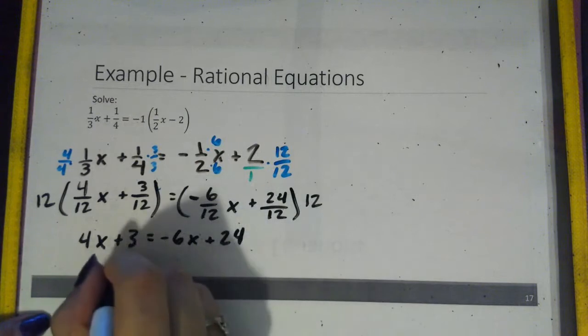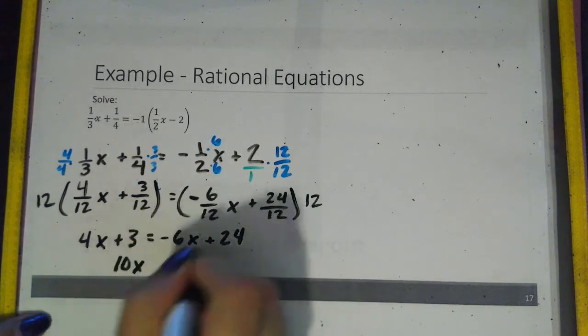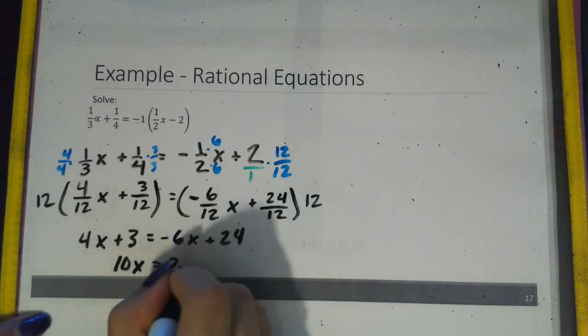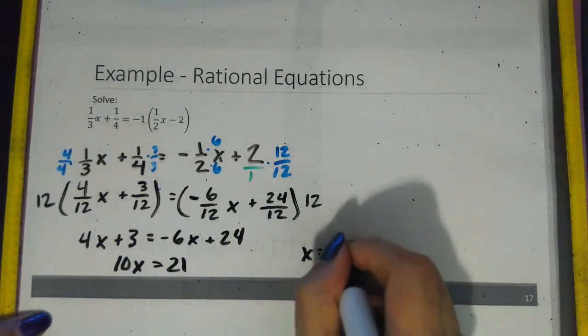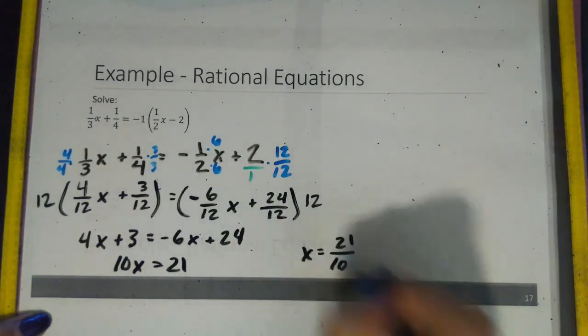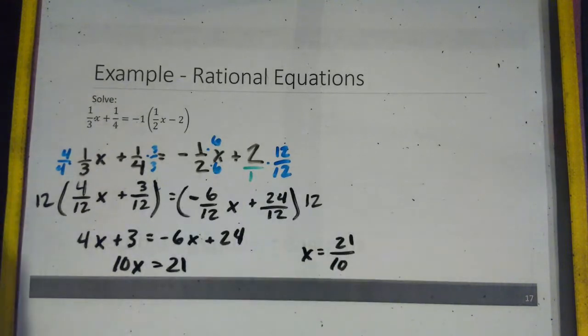I add the 6x over, giving me 10x. I subtract the 3 over, gives me 21. And I get x is equal to 21 over 10. But remember, we do want to check our answers.